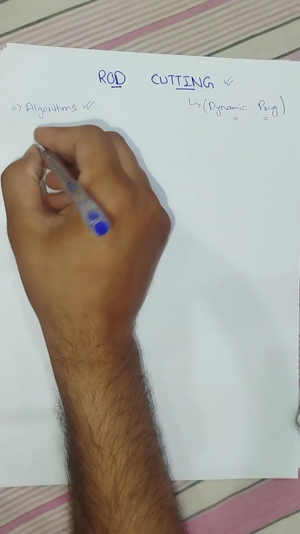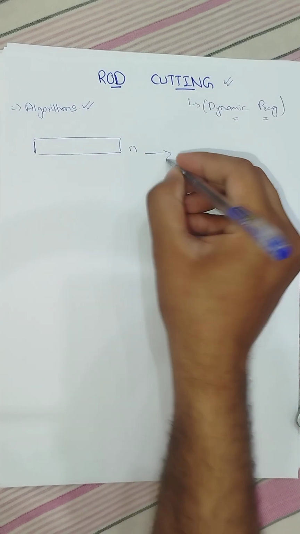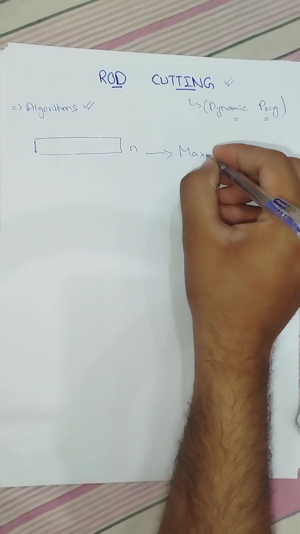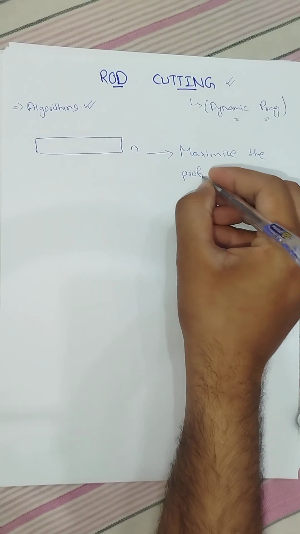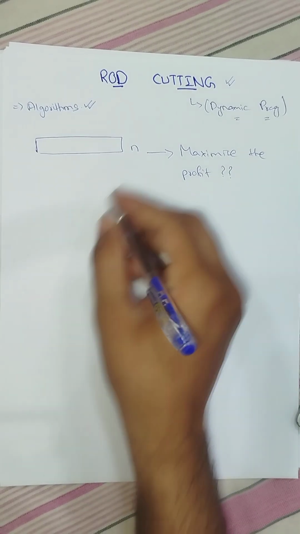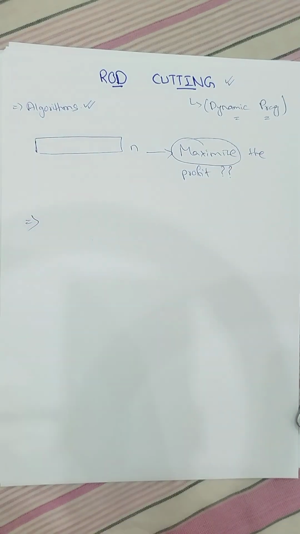Suppose in the industry we have a given rod of some length n, and we are told that we have to maximize the profit. How can we do that? What do you mean by this maximization in industry? For example, if a company has a length of a rod and they have different variants of prices.